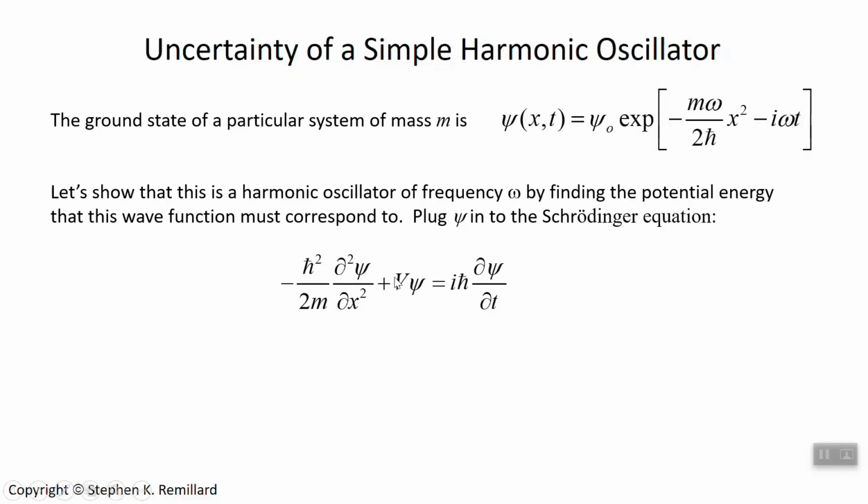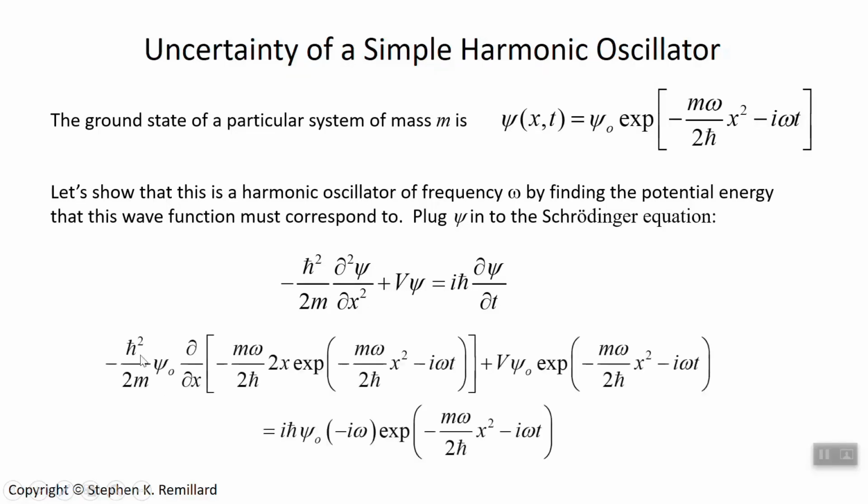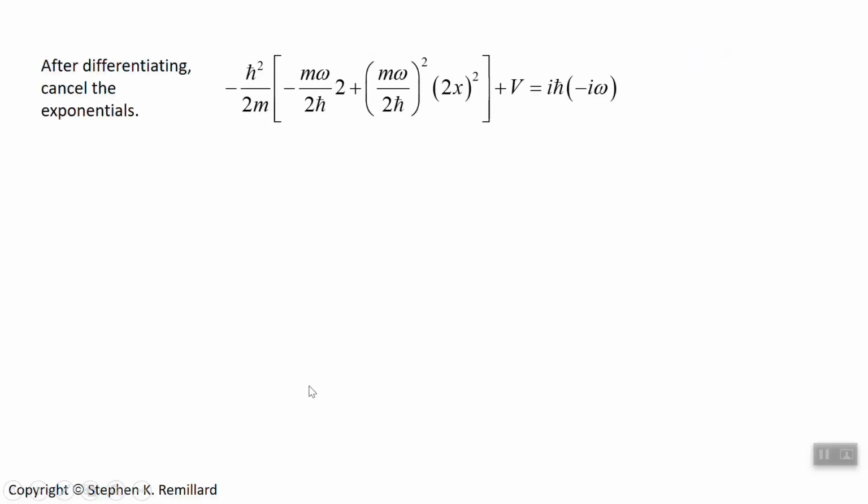V is the potential energy. I went ahead and evaluated the first of the two derivatives in x. No derivative in the second term. On the right side of the equation, I evaluated the time derivative. Evaluate this position derivative one more time, and then you can cancel those exponentials because there's a factor of the exponential in each term. I'm going to do that all in one step. I'm going to take this derivative again, and then cancel the exponentials, and there I have what's left.